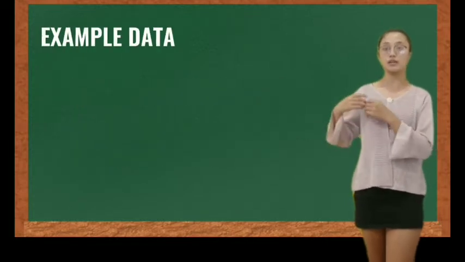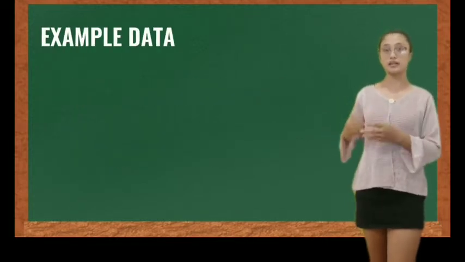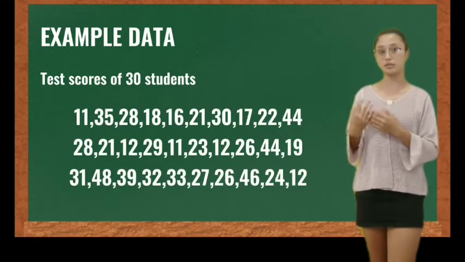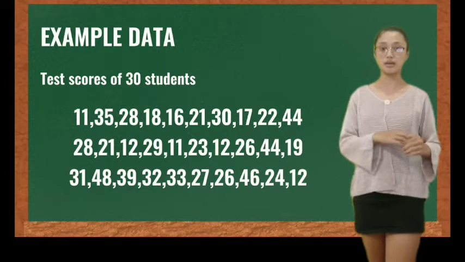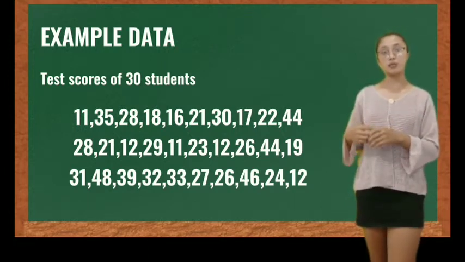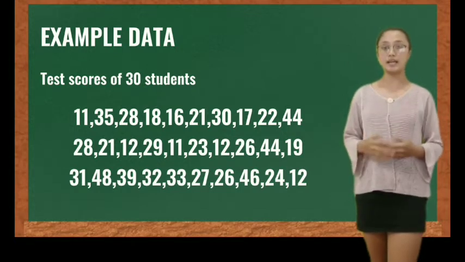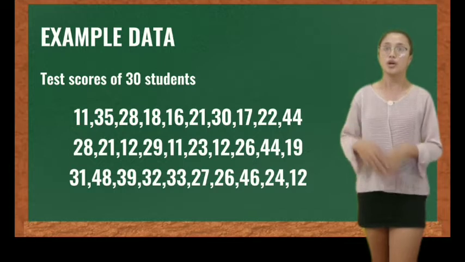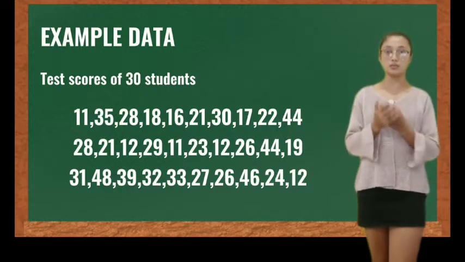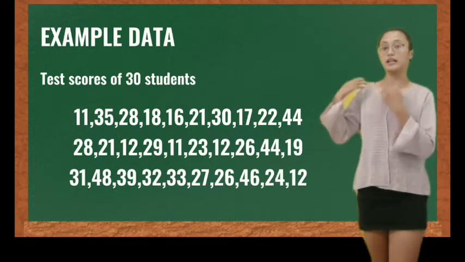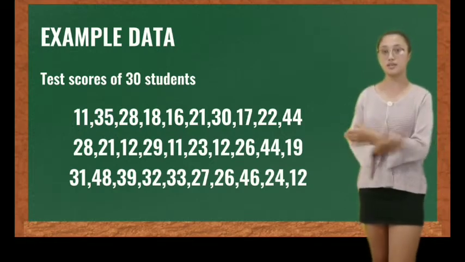So we have here the example data. It is the test scores of 30 students in a quiz. We have 11, 35, 28, 18, 16, 21, and so on. It's not organized in a way that we can really gain insight. We could not even tell what the highest value is. So we need to organize this so that we will be able to gain insight into the data we have. Alright, let's proceed now to the specific steps.